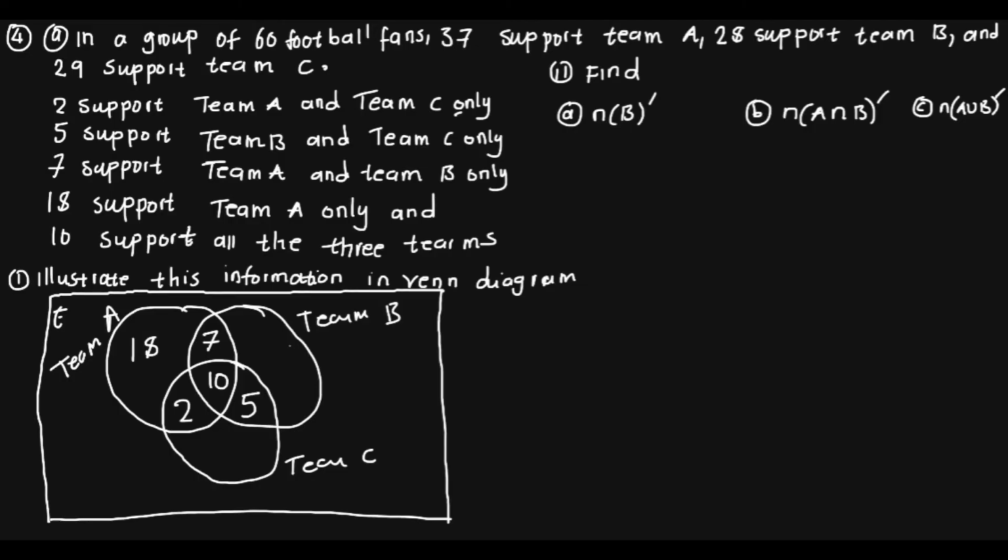Okay, now we need to fill here where there is team B only. So what are we going to do? Let's look at the number of fans that supported team B, 28. From 28 we already have 7, 10 and 5. So we need to subtract the sum of these 3 numbers from 28. So 7 plus 10 is 17. 17 plus 5 is 22. So if we subtract, 28 minus 22 is 6. So we need a 6 here.